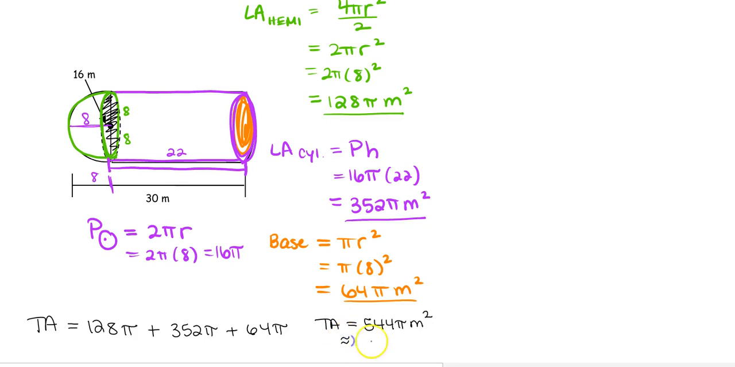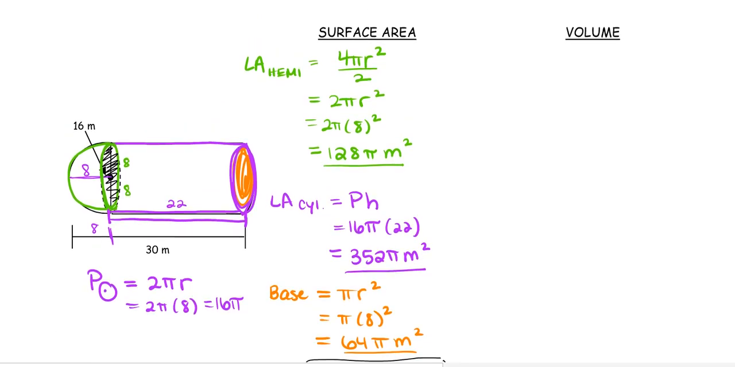Sometimes I ask for exact and sometimes I ask for rounded. So we've got to make sure that we can plug that into our calculator and also get our rounded area. So make sure that you can do both. All right, that's the total surface area for our composite figure.